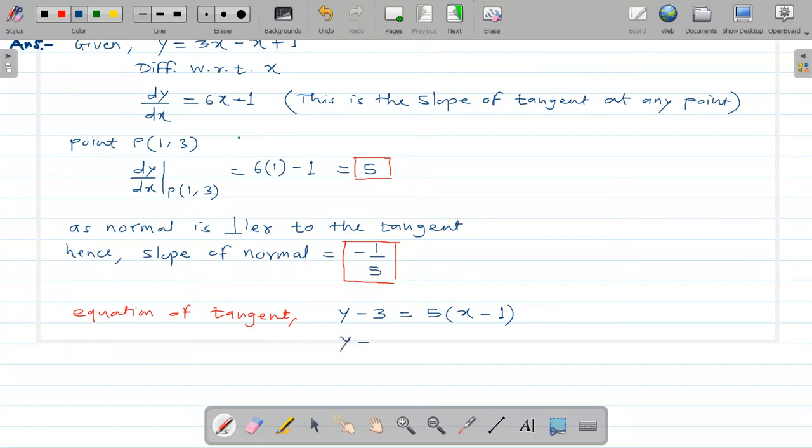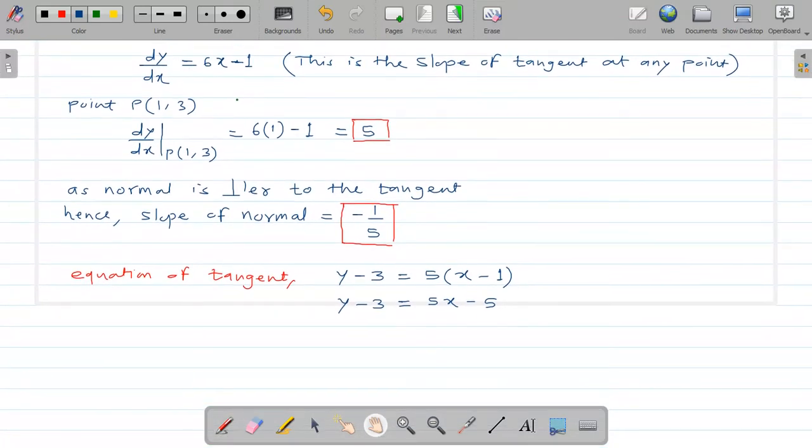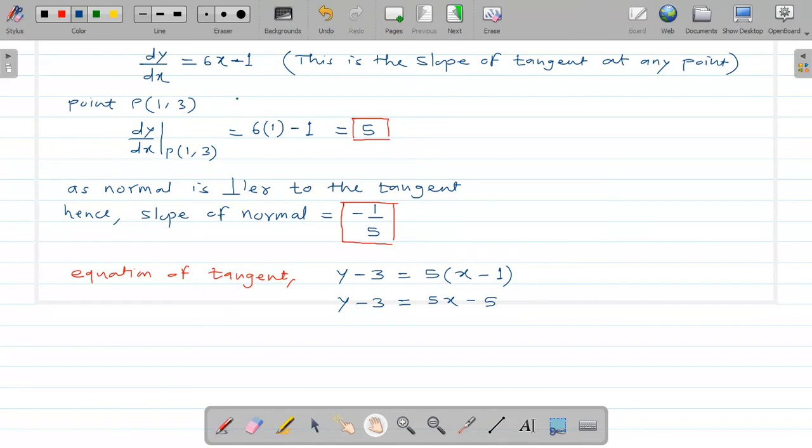So this is by slope point form. Now rearrange this equation in the general form. So y minus 3 is equal to, this is 5x minus 5. Now always write the equation of tangent in the form of ax plus by plus c is equal to 0. So how will you write this? See, it will be 5x minus y minus 2 is equal to 0. So this is the equation of tangent at a given point. Okay, 5x minus y minus 2 is equal to 0.